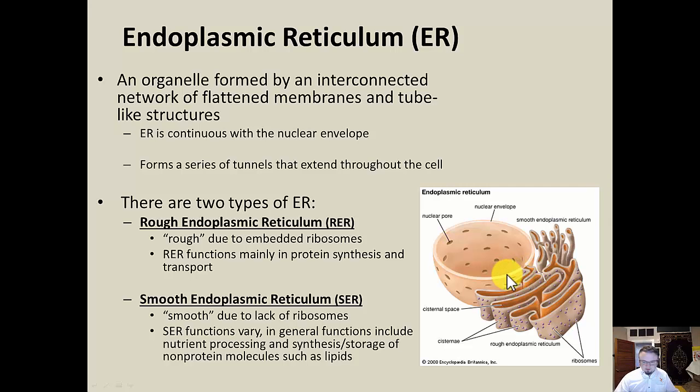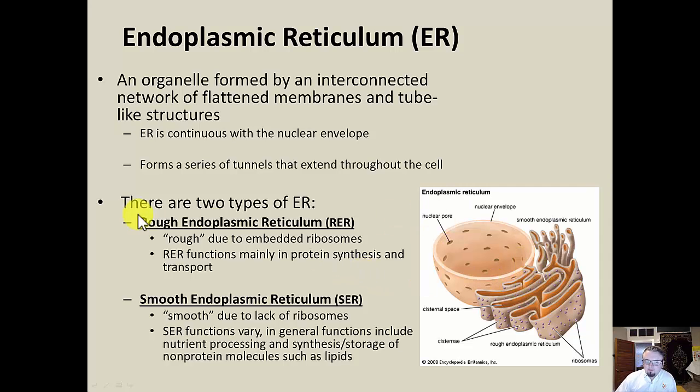It's a series of flattened membrane that is continuous with the nuclear envelope. So here you can see it in this figure. Here's the nuclear envelope. What ends up actually happening is it folds outward and starts to create a whole new structure that we call the endoplasmic reticulum. So it's almost like this extension of the envelope of the nucleus.